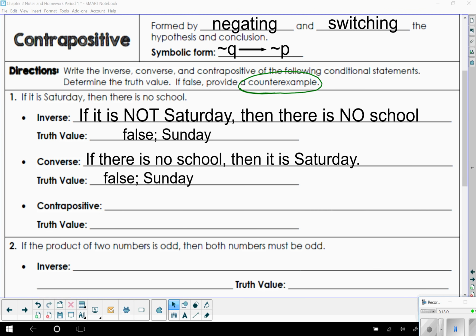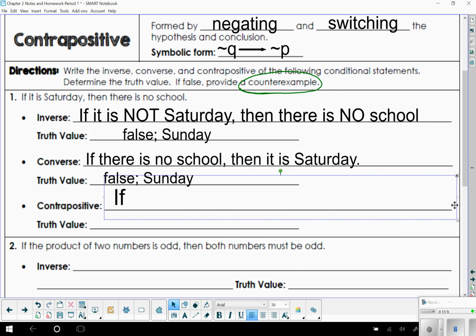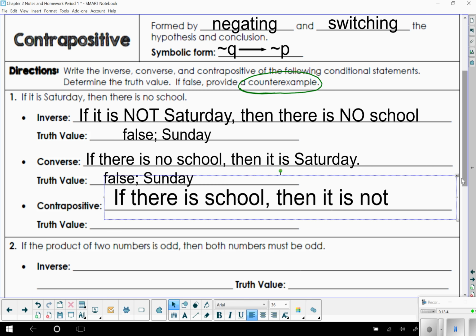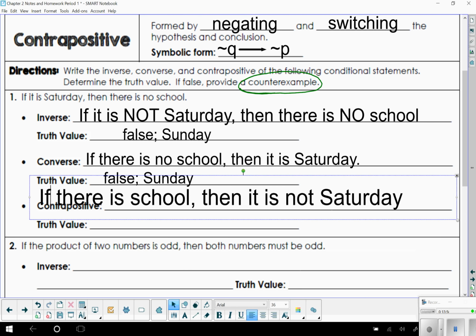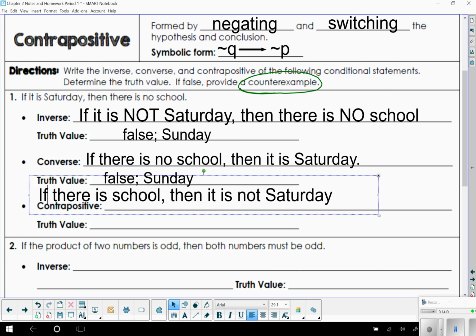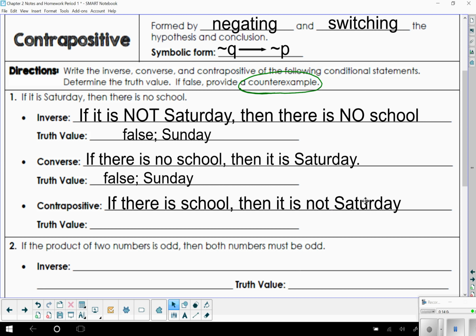For the contrapositive, we need to negate them, but also switch them. So if there is school, then it is not Saturday. Is that true or false? True.